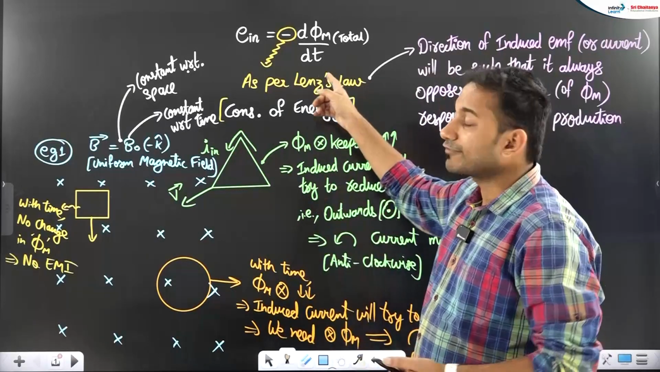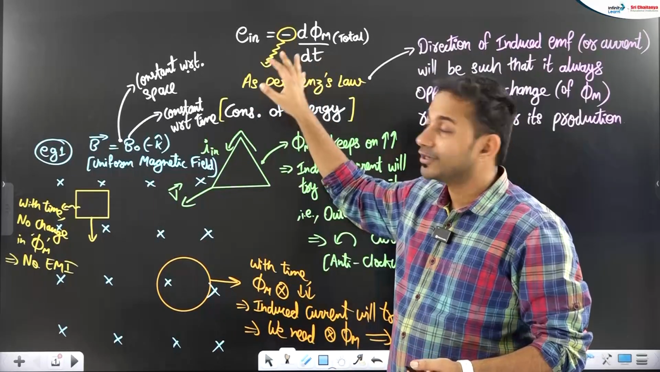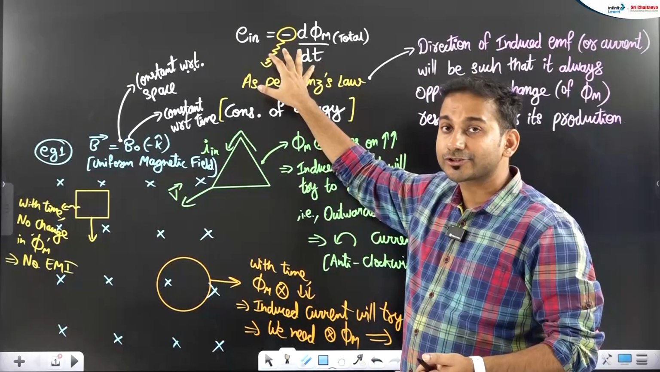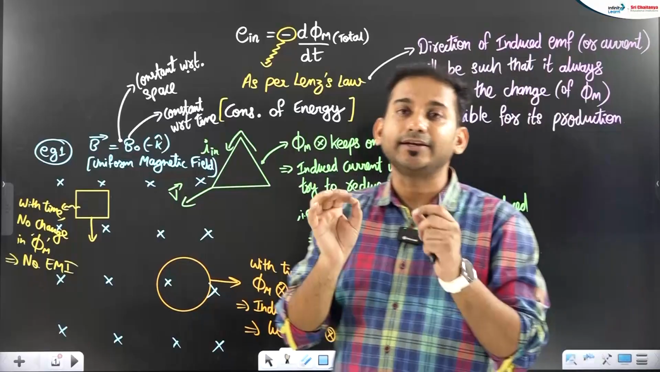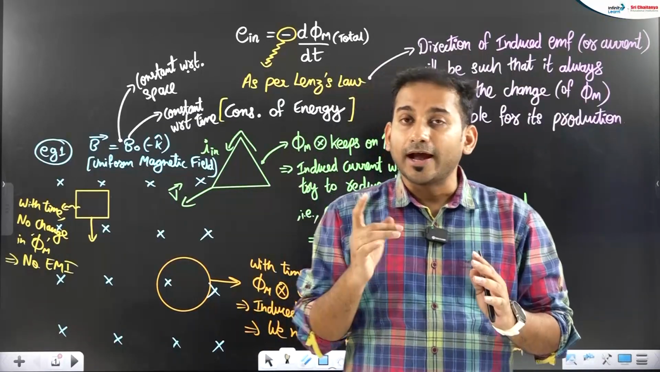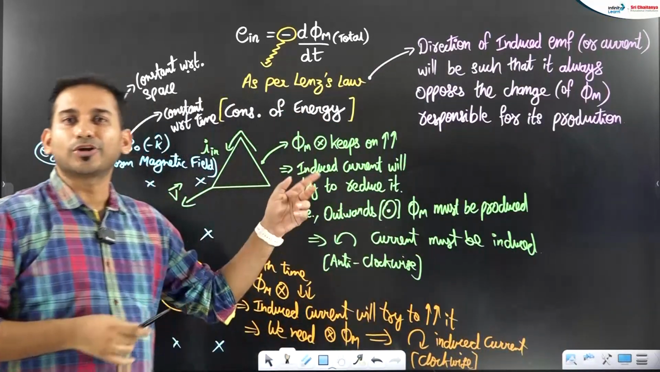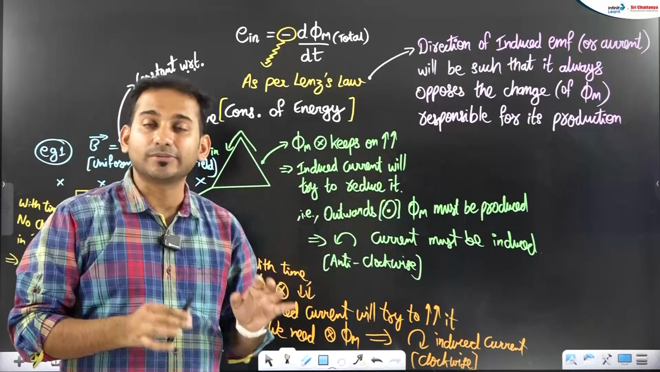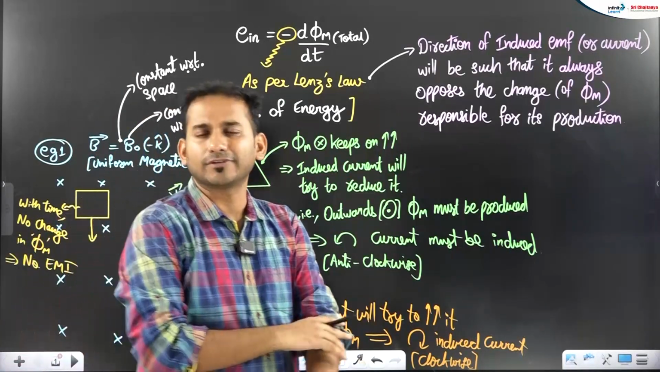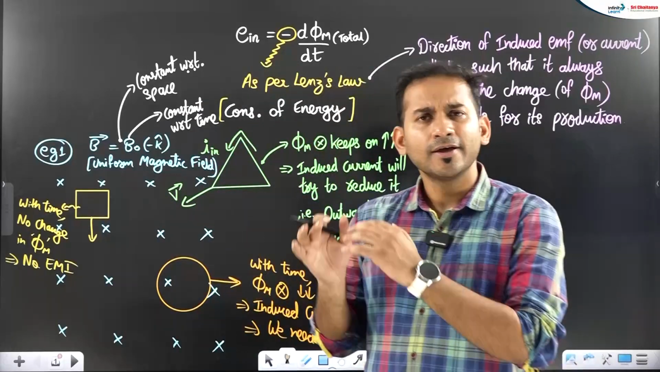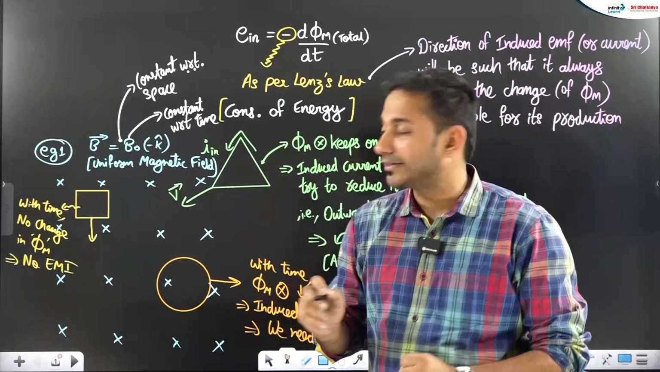According to Faraday's law of electromagnetic induction, whenever the magnetic flux linked with a conducting coil changes, an EMF is induced in it. And according to Lenz's law, the direction or polarity of this EMF or induced current will be such that it will always try to oppose the change of magnetic flux. Its tendency is always the maintenance of the magnetic flux.